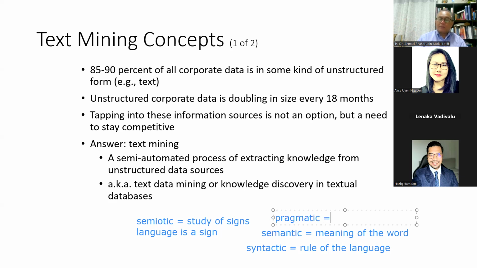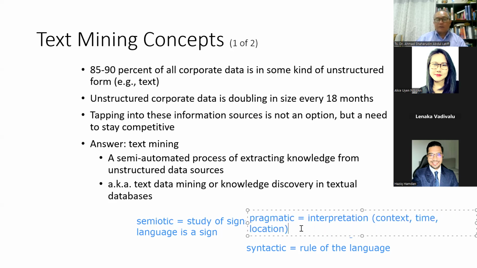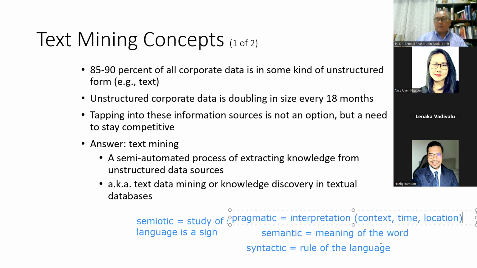Pragmatic is the interpretation of the word. They take into context, time, and location. So at different locations, different contexts, words have different meanings, time and location. So that is pragmatic interpretation.